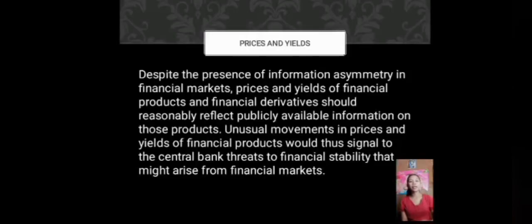Next is prices and yield. Despite the presence of information asymmetry in financial markets, prices and yields of financial products and financial derivatives should reasonably reflect publicly available information on those products. Unusual movements in prices and yields of financial products would thus signal to the central bank threats to financial stability that might arise from financial markets.